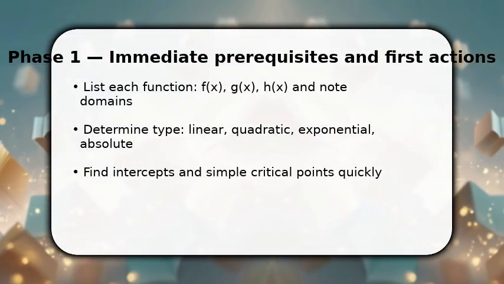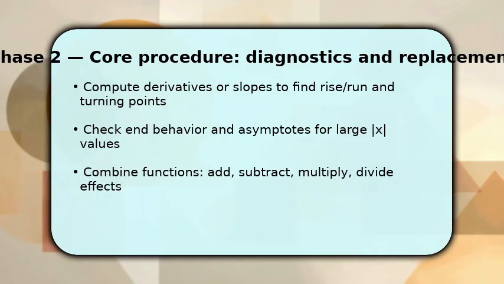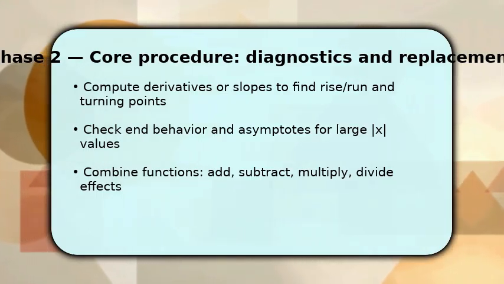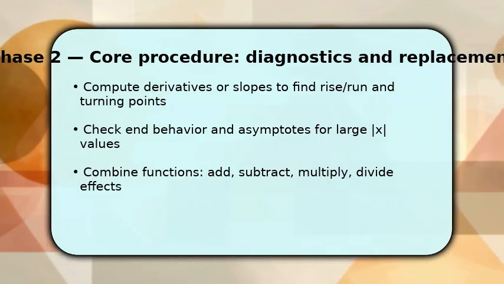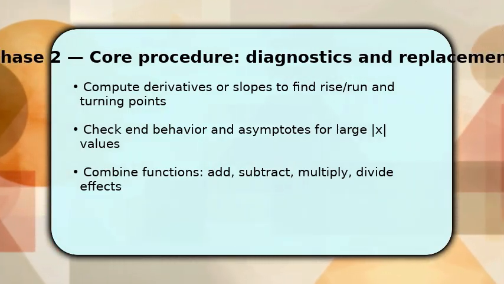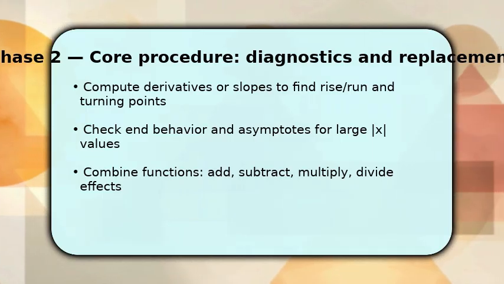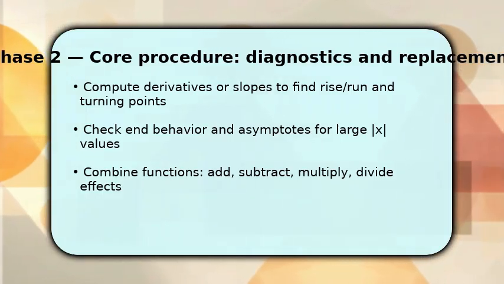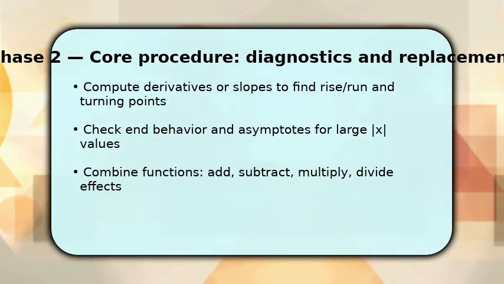You now examine how each function behaves between anchors, compute slopes or first derivatives to locate turning points and monotonic intervals. Also check end behavior and any horizontal or vertical asymptotes, because those guide your far left and far right sketching. Once you understand each piece, combine them, adding shifts, multiplying stretches, dividing creates asymptotes, adjust anchors accordingly. Make sure to mark intervals where the function is undefined.